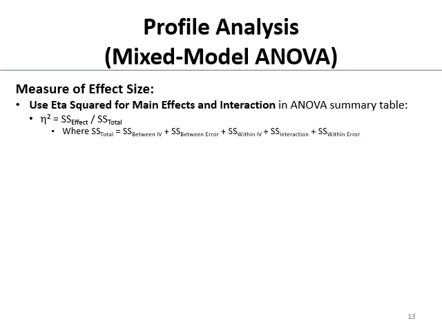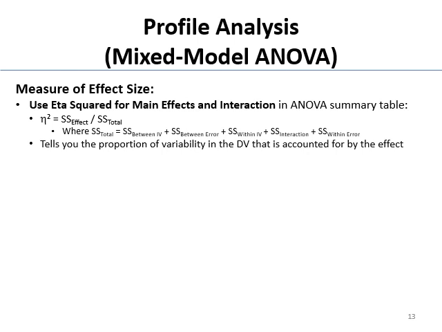You basically just add all these sum of squares together, and that gives you the total, which you have to do anyway to get the total for your ANOVA table. And eta squared tells you what eta squared always tells you: the proportion of variability in the DV that is accounted for by the effect, the main effect or the interaction.